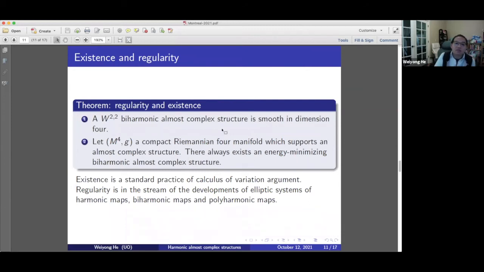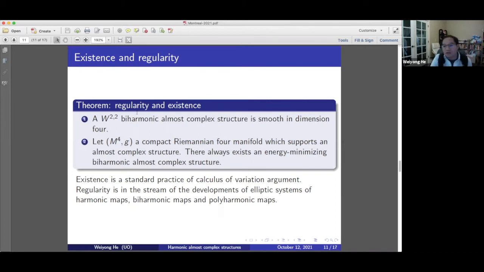And then we will talk about the existence and regularity. So again, existence is a standard practice of the calculus of variations. And the interesting part is that the regularity of this kind of object is always smooth. So that's the difference when we enlarge, or when we increase, the derivatives. But even though the regularity is, we should just say, standard in the subject now, the actual proof is very hard.